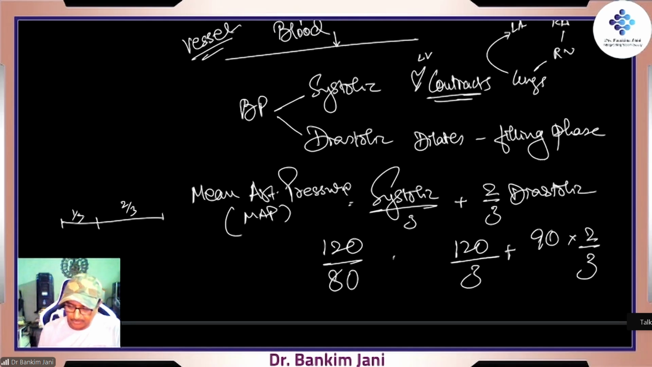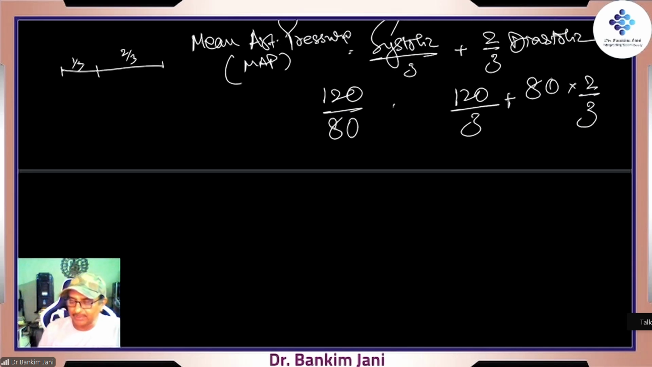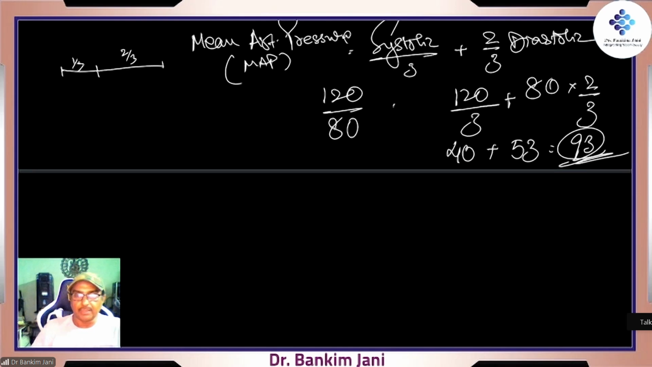Let's keep a normal blood pressure, 120/80. So that's why this will become 40, and this will become 53, so it becomes 93. So this is the mean arterial pressure.